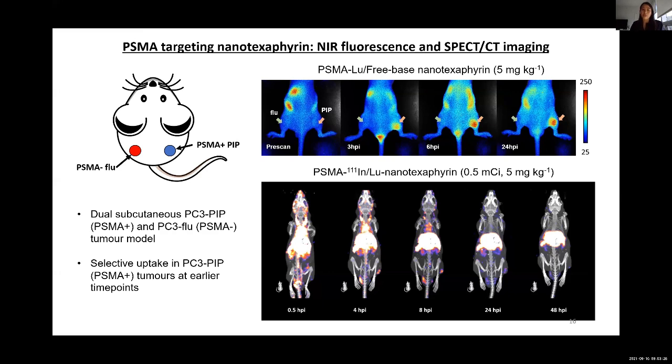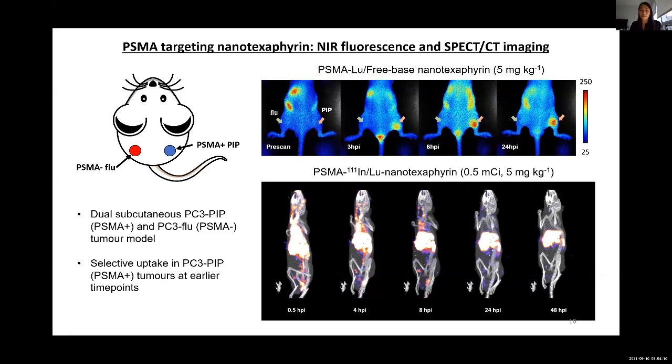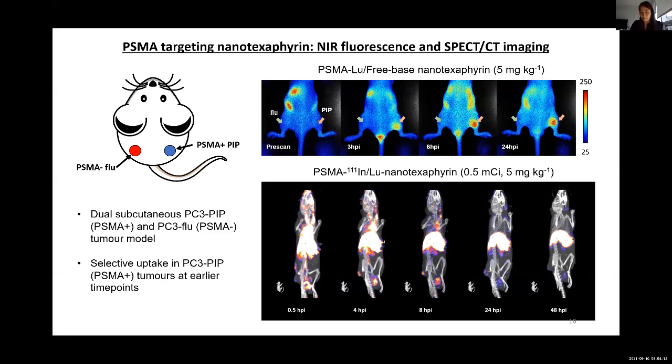So with this nanoparticle that now has the PSMA targeting, we investigated the in vivo targeting aspect in a subcutaneous dual flank model. With the left flank with our PSMA negative tumor, which is the FLU cell line, and the PSMA positive tumor on the right flank, which is the PIP tumors. We're able to find that in both near-infrared imaging and SPECT-CT imaging with our PSMA nanotexaphyrin, there is a preferential uptake in the PSMA positive tumor over our negative tumor, and that proves the selective targeting of our nanoparticle with the PSMA, as we can see again in the SPECT-CT images with the white arrow here.